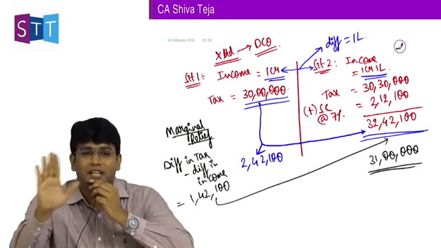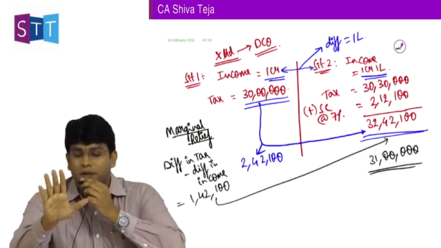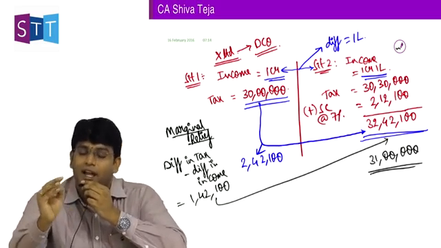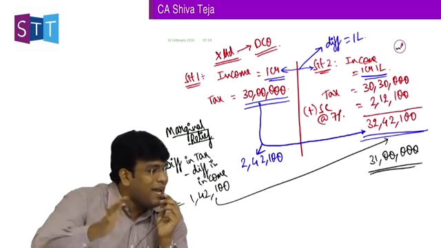Do one thing. Your problem is what? You don't want to pay extra tax than your income. How much have you earned extra? 1 lakh. Do one thing. Entire 1 lakh you pay as tax.